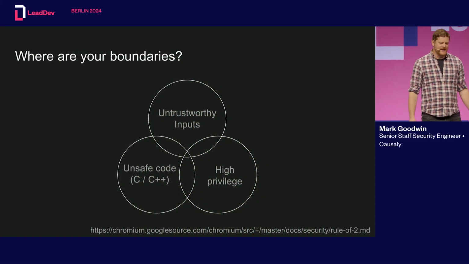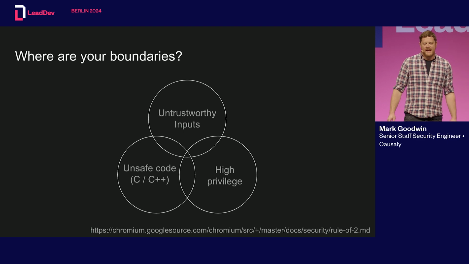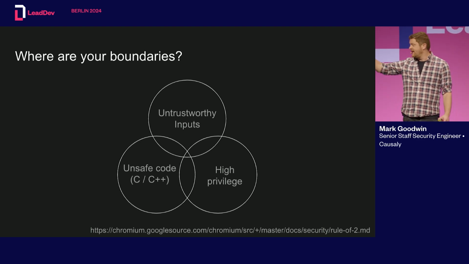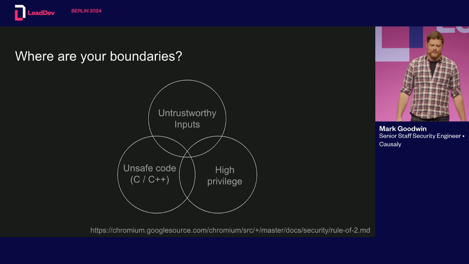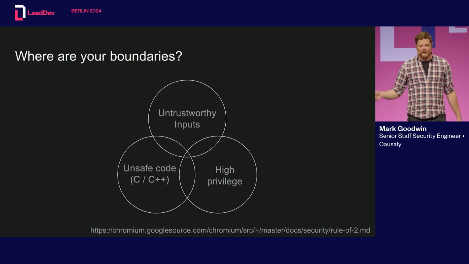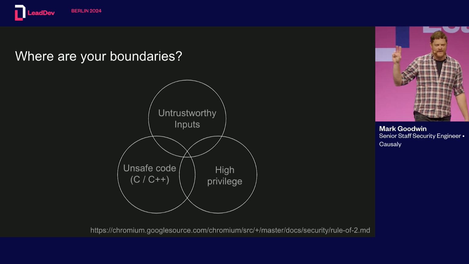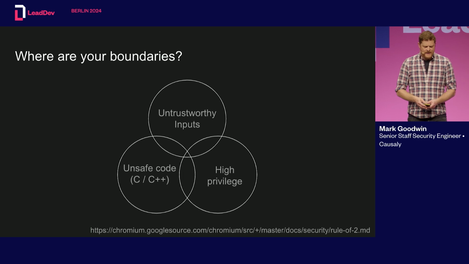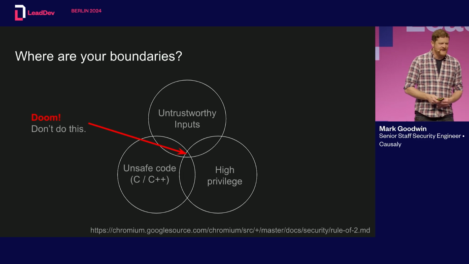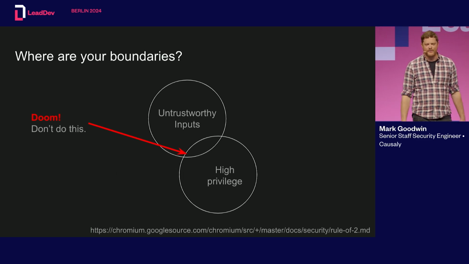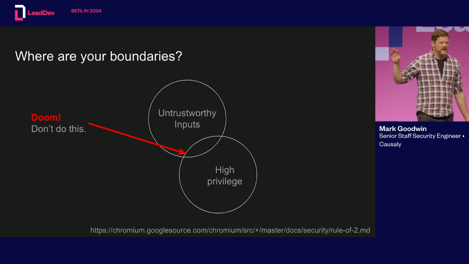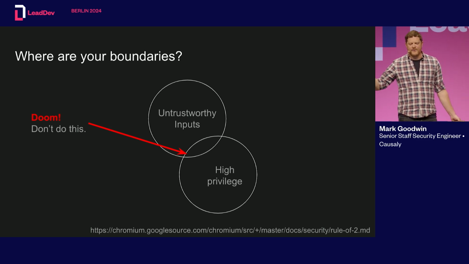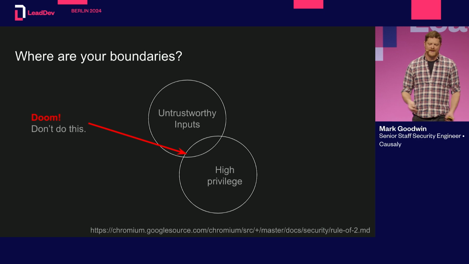Well, there's this thing in the Chromium security documentation called the rule of two. And the idea is that you take this Venn diagram you've got here with its three circles, untrustworthy inputs, unsafe code, and high privilege. And as long as you're only dealing with one or at most two of those things, you're fine. But the thing is that your browser is written in C and C++, so one of them is a given. And the middle of that, well, that's kind of what browsers do. So what do we do about this? How can we deal with it?